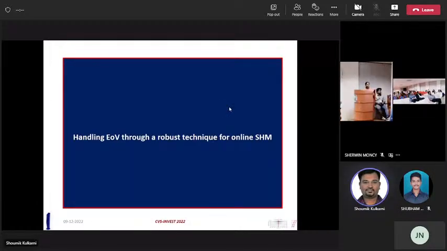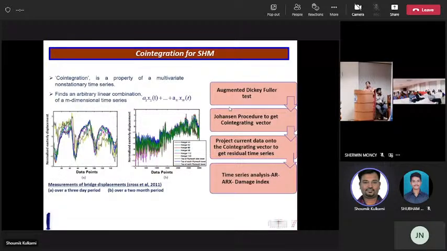And there is one small thing which I can show, that is how the environmental variability is being handled. There is a nice technique called co-integration. We try to record the responses from the structure for a year or so. The idea is to cover all the possible environmental effects throughout the year which a structure can experience. And then we try to bring a linear combination of those, since these environmental effects can be treated as repetitive the next year also.